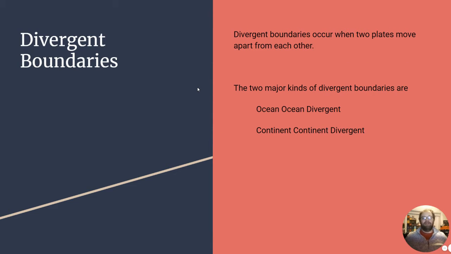Divergent boundaries are the second type of plate boundaries, and this is when two plates move apart from each other. There are two major kinds of divergent boundaries. There's the ocean-ocean divergent and continent-continent divergent.